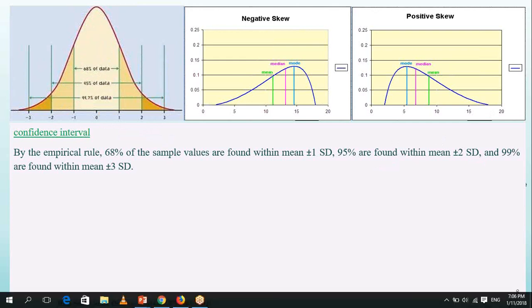Again, because this point is very important, between minus one and plus one standard deviation there is 68% of the data, between minus two and plus two standard deviations there is 95% of the data, and between minus three and plus three standard deviations there is 99% of the data. So to calculate the 68% interval, we put the mean plus or minus one standard deviation. For the 95% confidence interval, we put the mean plus or minus two standard deviations. For the 99% confidence interval, we put the mean plus or minus three standard deviations.